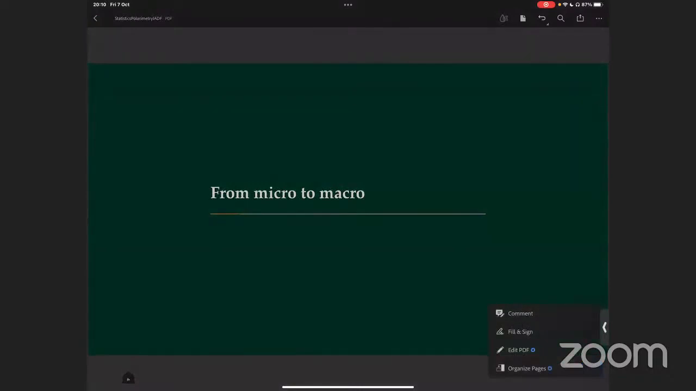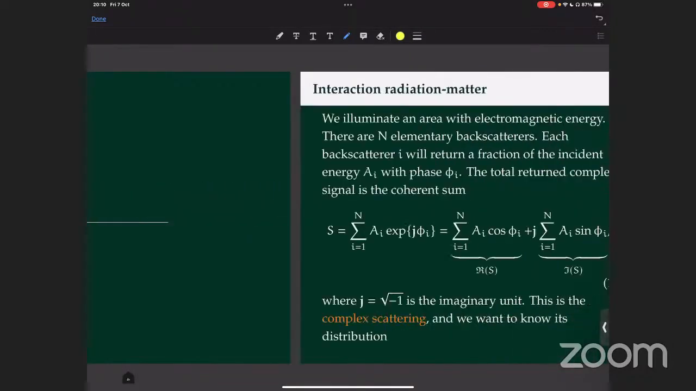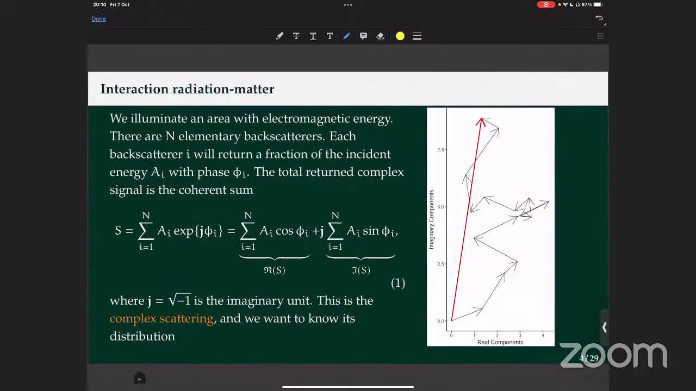The idea is that we go from micro representation to macro representation. Micro is what we do not see. Macro is what we obtain, it's what we get. So what's at the very, very, very low level of the interaction? We have an electromagnetic wave. Professor Bhattacharya will present this in more detail.